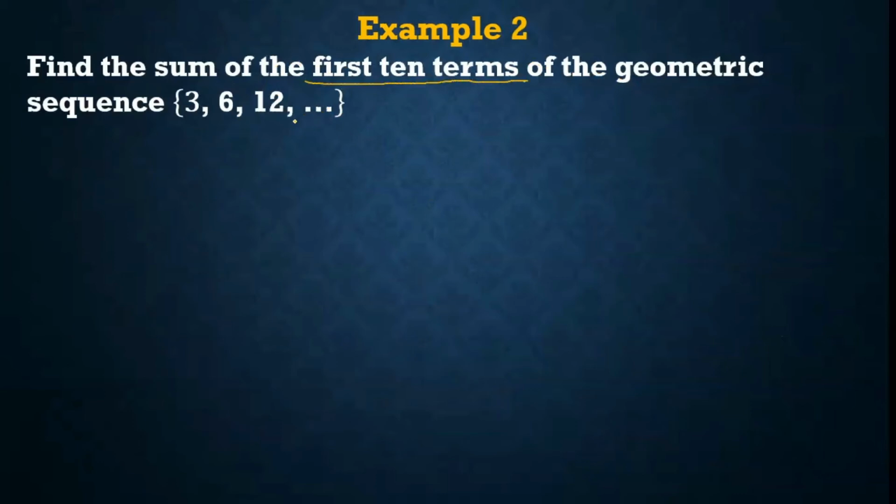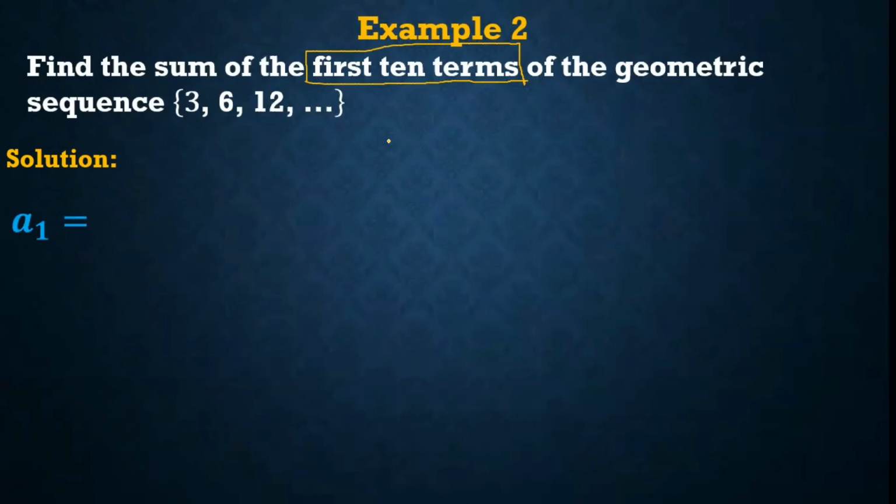So kahit may tatlong dots po sa dulo ng ating sequence, hindi pa rin po siya pwede matatawag na infinite sequence. So bakit? Kasi nga po, yung nasabi dito, up to the first 10 terms lang. Okay? So therefore, masasabi po siyang finite geometric sequence.